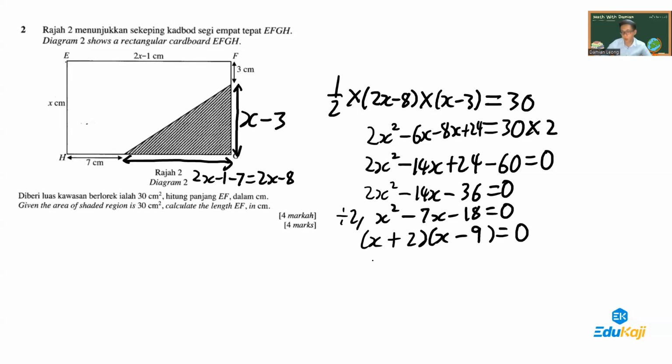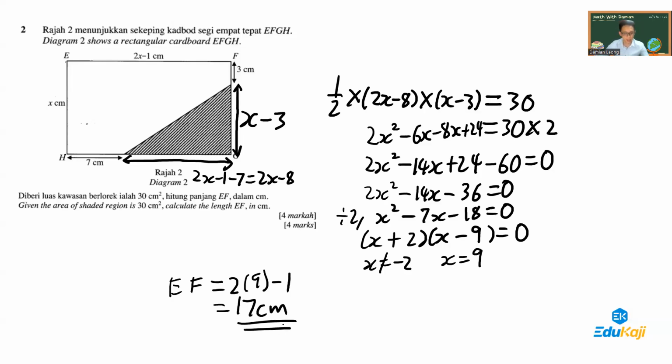So either x plus 2 is 0, which means x is negative 2, which is not possible because x is a length. There's no way your length can be negative. So we ignore the negative, which means x is 9. So I know x is 9, which means for EF, 2x minus 1 means 2 times 9 minus 1, 17. So the EF length is 17 cm. Yeah, that's for question 2.